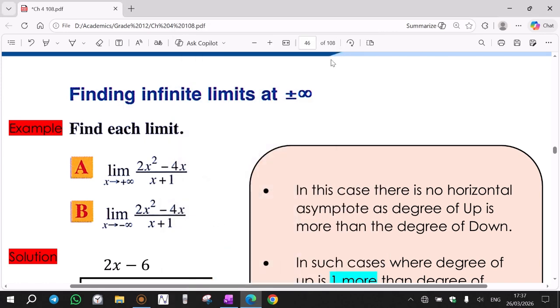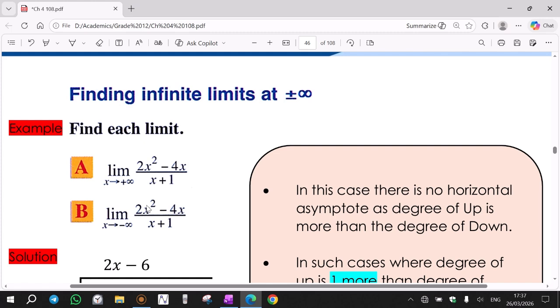More examples. Degree of up is greater, result of limit will be infinity. There is another type of asymptote. In the beginning, we studied vertical asymptote in chapter 2, and now we studied horizontal asymptote. It's time to study the third type of asymptote, which is called slant asymptote.